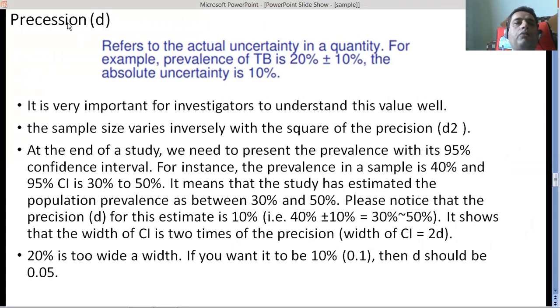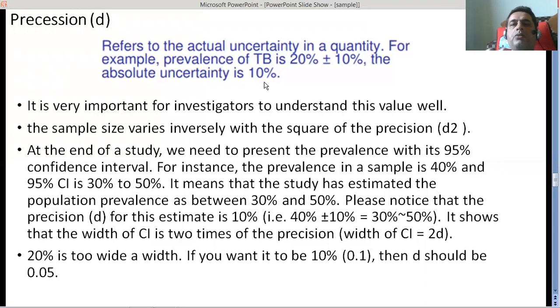The second thing, very important thing in the formula is precision D. This precision refers to the actual uncertainty in a quantity, because you cannot be certain when you are not able to sample the entire population for a condition. In that case, there would be some kind of uncertainty in your results. For example, prevalence of TB is 20% plus or minus 10%. The absolute uncertainty is 10%.